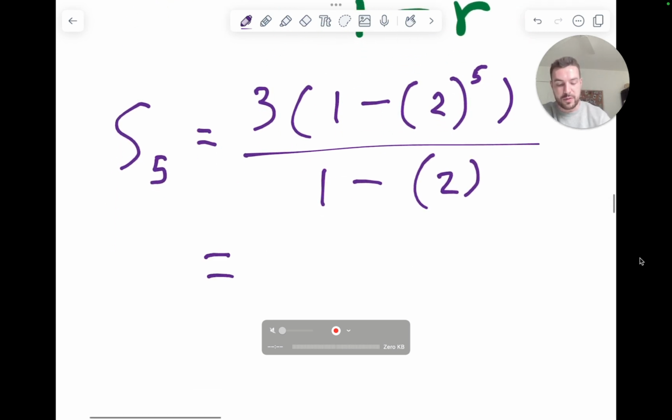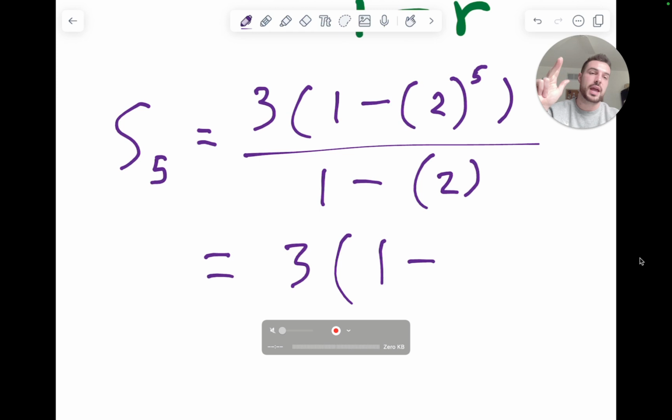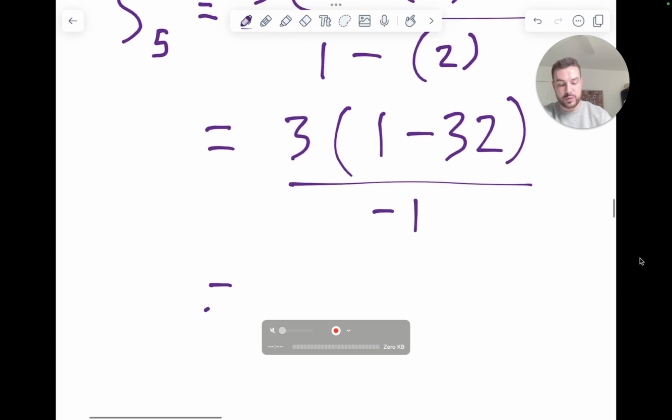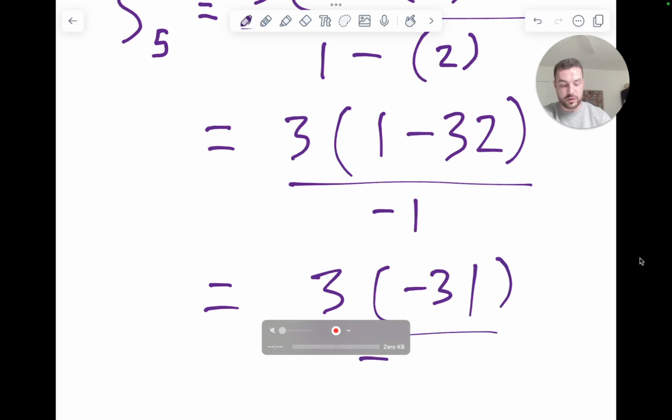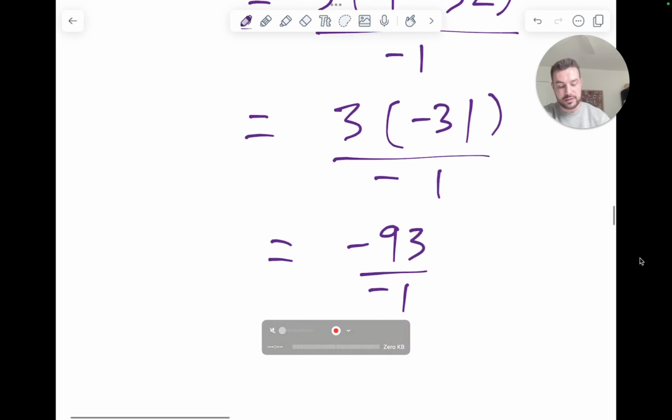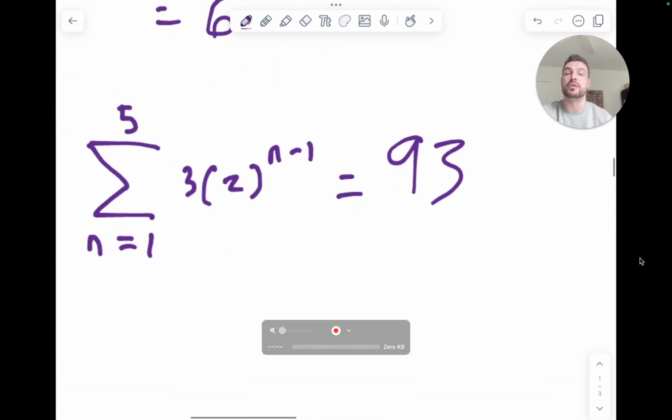So if we want to simplify, we have 3 times 1 minus, well, 2 to the 5th. We have 2, 4, 8, 16, 32. Divided by 1 minus 2, which is a negative 1. So we get 3 times a negative 31 over negative 1. And we end up with 3 and negative 31 gives us a negative 93 divided by negative 1 tells us our sum is 93, which is exactly what we got before.